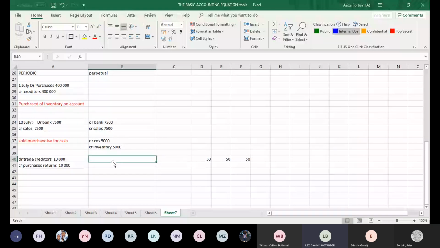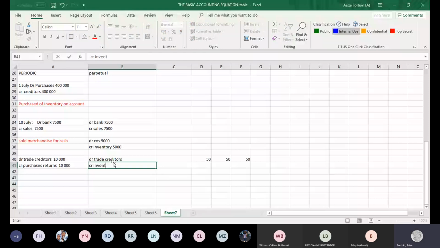Trade creditors would be debited. Okay. And what account will be credited? Inventory. The inventory account. Yes. We will credit our inventory.